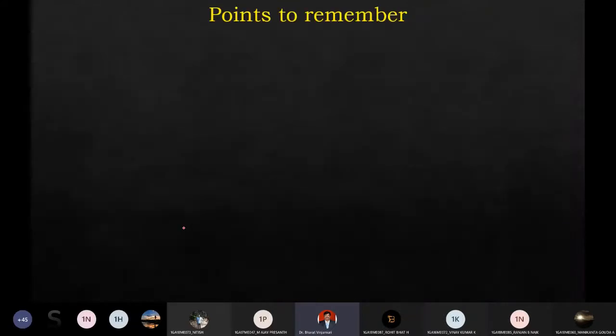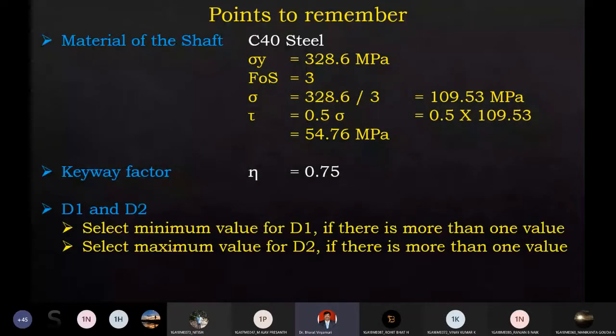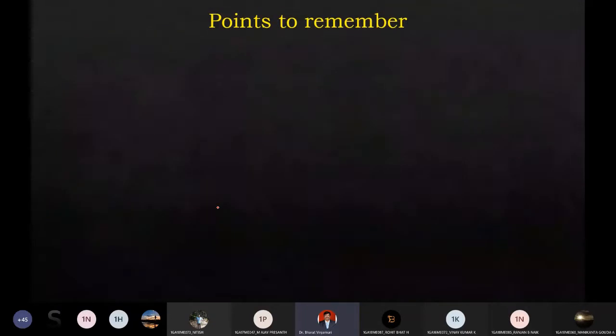Once it is done, these are the important points to remember which we have discussed in today's class: materials to be selected, the keyway factor, and which value of D1 and which value of D2 has to be selected.